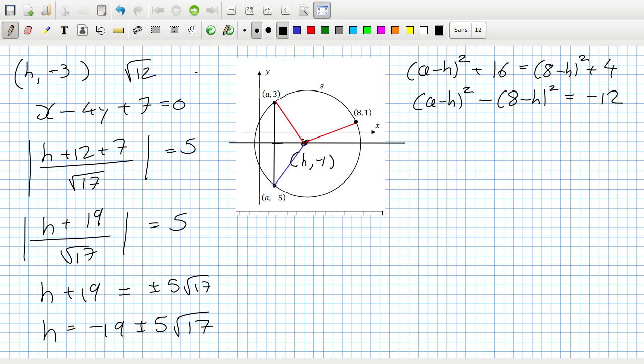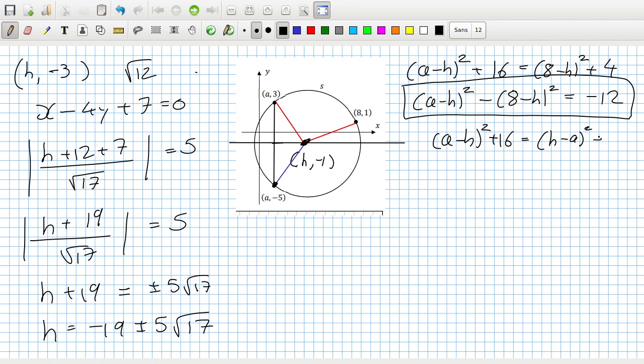Which one will I go with? The same again, but with the blue one maybe. So a minus h squared plus 16. That's here to here. That should equal this distance here to here. It's h minus a squared plus minus 1 minus 5, that's 16 and 4. Now that's good because it cancels those. So a minus h squared equals h minus a squared. That's no good. Can't use that formula.